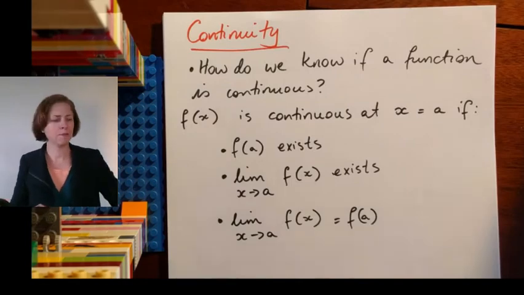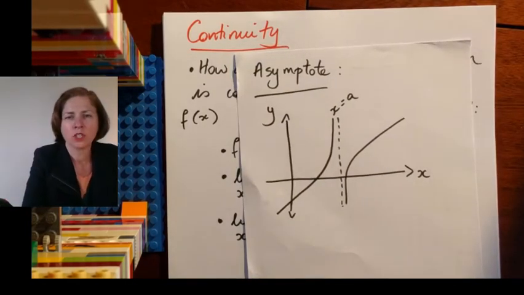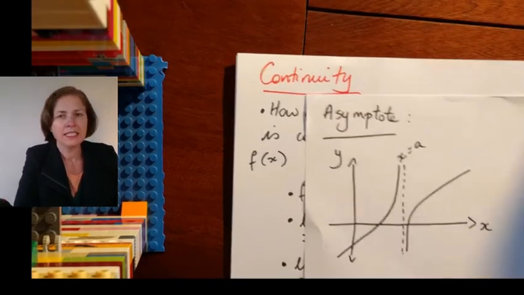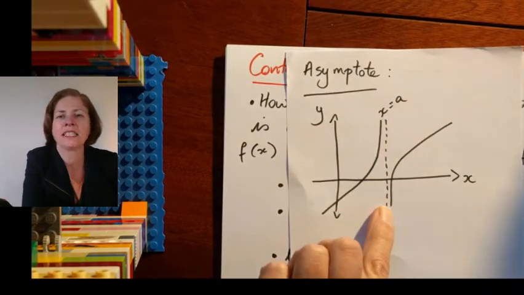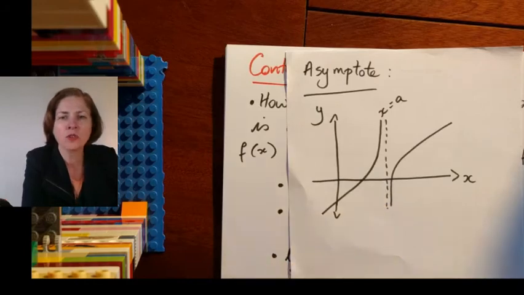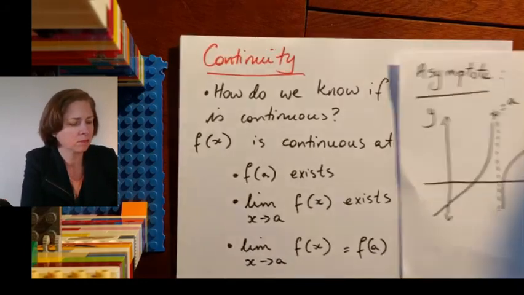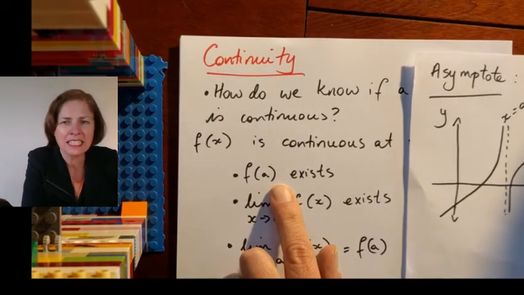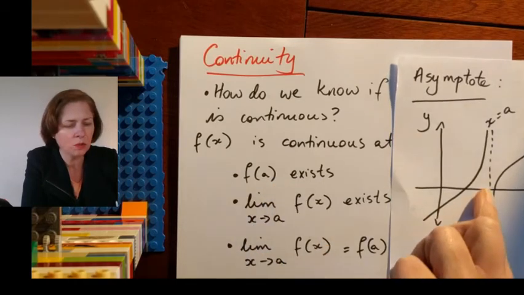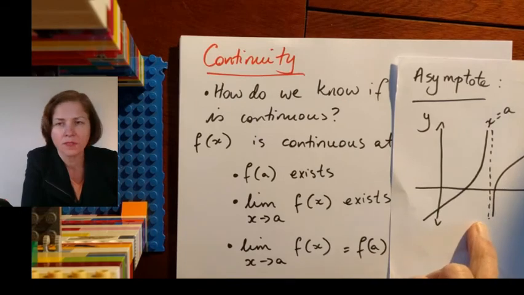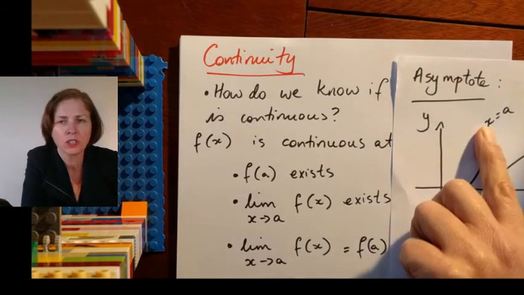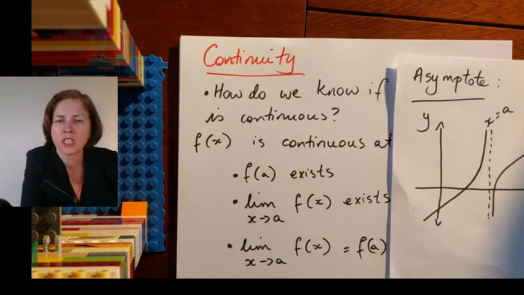My final example is an asymptote. Now, in this graph that I've drawn here, I have an asymptote at x equals a. So let's look at my criteria. Does f of a exist? No, it doesn't. When x equals a, there is no function. There is no f of x when x equals a. I've got an asymptote. So therefore, this is not a continuous function.